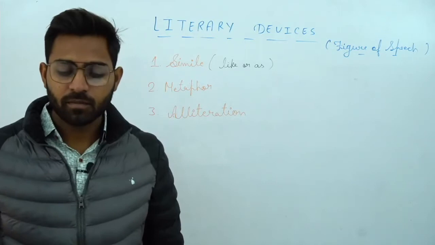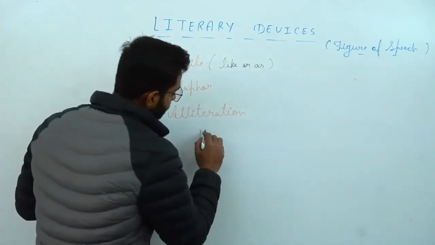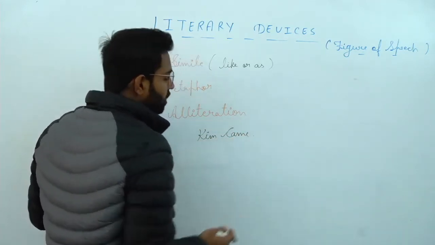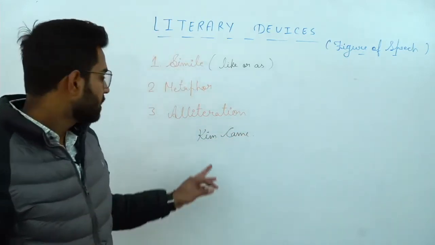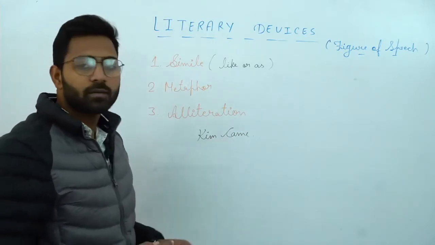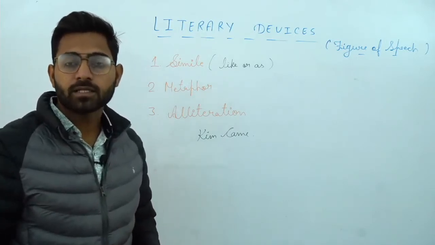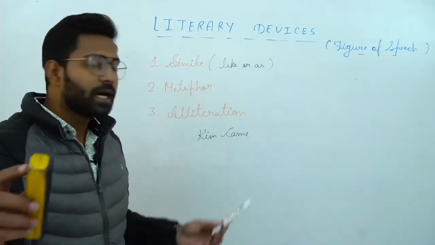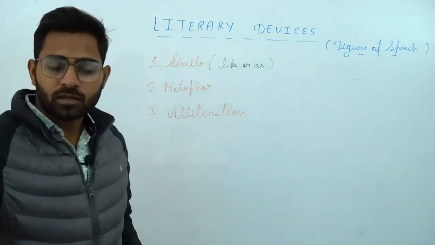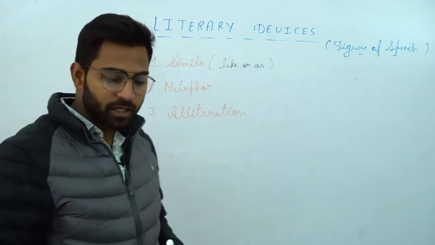So Kim came is alliteration. Kim came. Don't go by the letters. Kim came: the letters are different, K and C, but the sound is the same. So making a sound repetition is called alliteration, even though the letters are not the same. Let me show you some examples of alliteration.